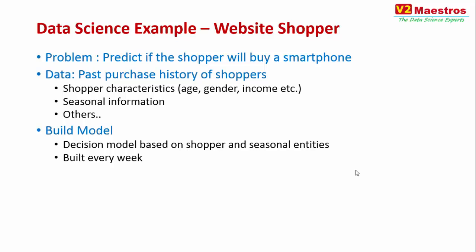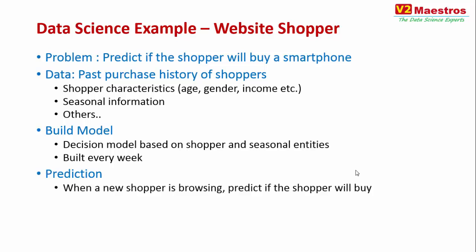And then you try to predict, which is whenever you see a customer whose age is greater than 25, yeah, this guy is going to buy. That's how you make predictions. So when a new shopper is browsing, predict if the shopper will buy. You use the model and predict in real time whether the customer is going to buy a product or not. And okay, what are you going to do with the prediction, now that you know the customer is going to buy or not going to buy?